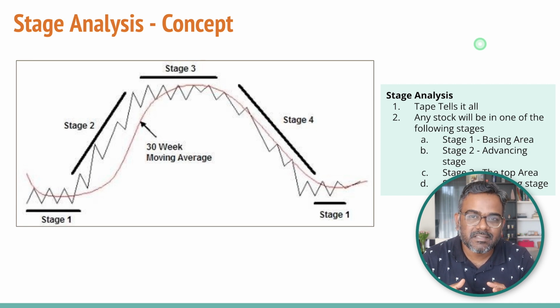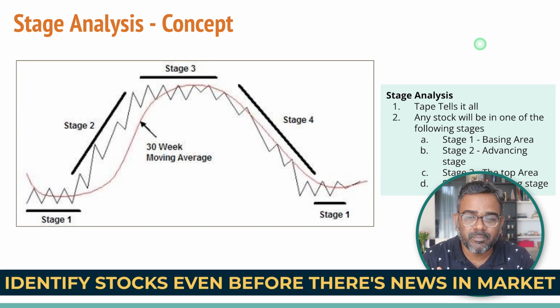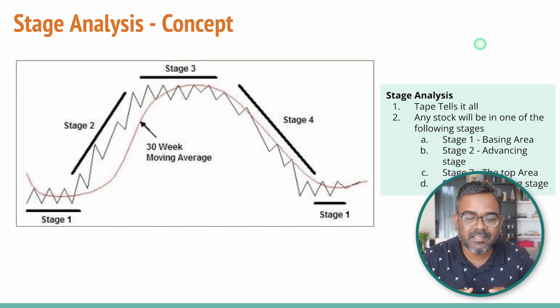Now, he basically thinks that with stage analysis, you can easily find stocks which are going up and which are going down, even before there is any news in the markets. So basically, he says that the tape tells it all, which means any news about the company will be known by markets very, very early in advance. And the stock's price tends to move even before the news is out. For example, if a company is about to turn around and post very good results, the company's stock price will ideally start turning up and heading higher.